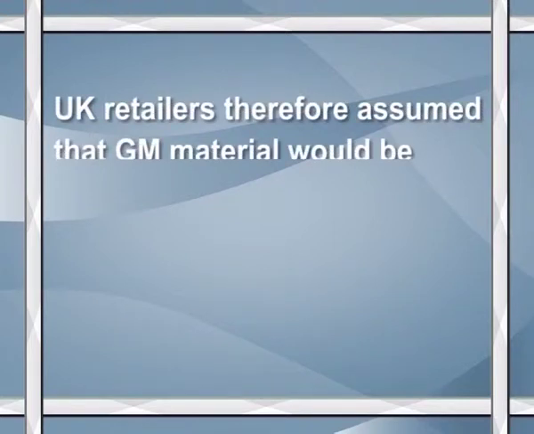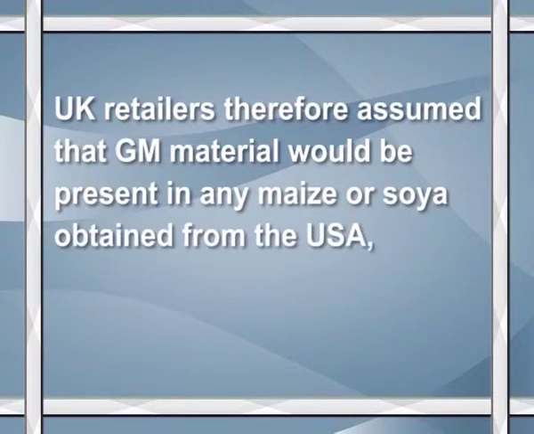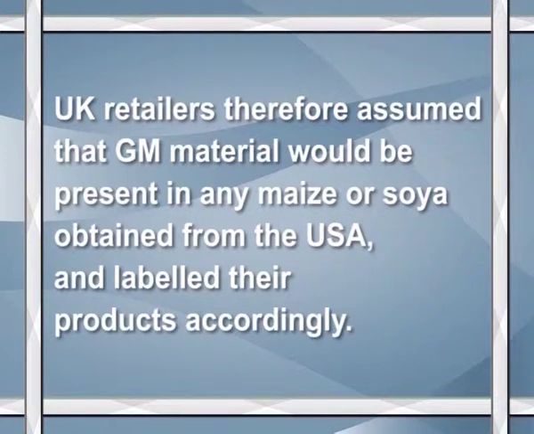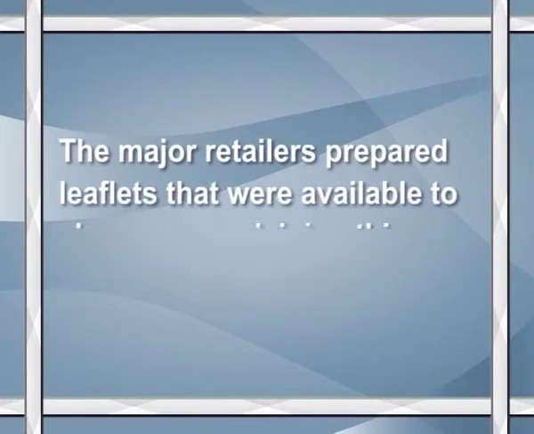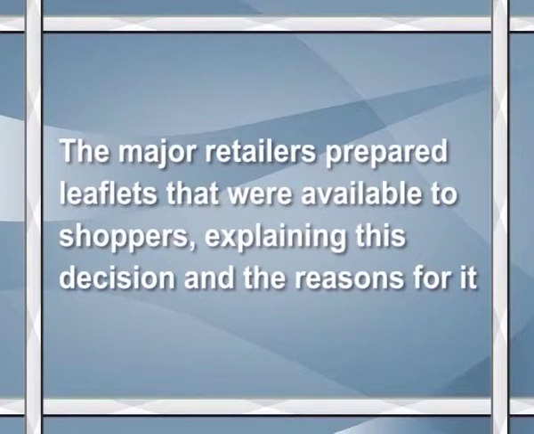United Kingdom retailers therefore assumed that GM material would be present in any maize or soya obtained from the United States of America and labeled their products accordingly. The major retailers prepared leaflets that were available to shoppers explaining this decision and the reasons for it.